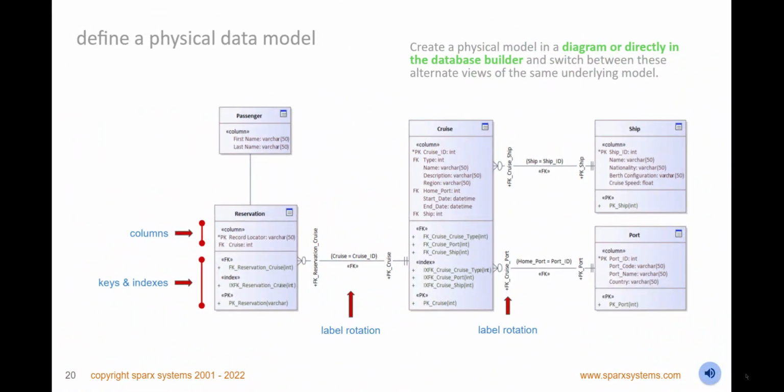Create a physical model in a diagram or directly in the database builder and switch between these alternate views of the same underlying model. Changes made in either view will immediately be visible in all other visualizations, including list, Gantt, and specification views. You can choose to hide information in a diagram to make it more appealing or relevant to a particular audience.